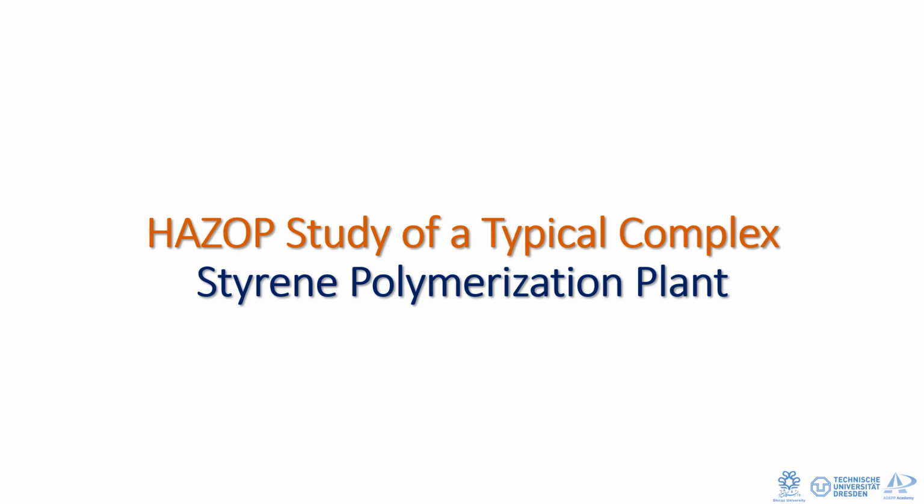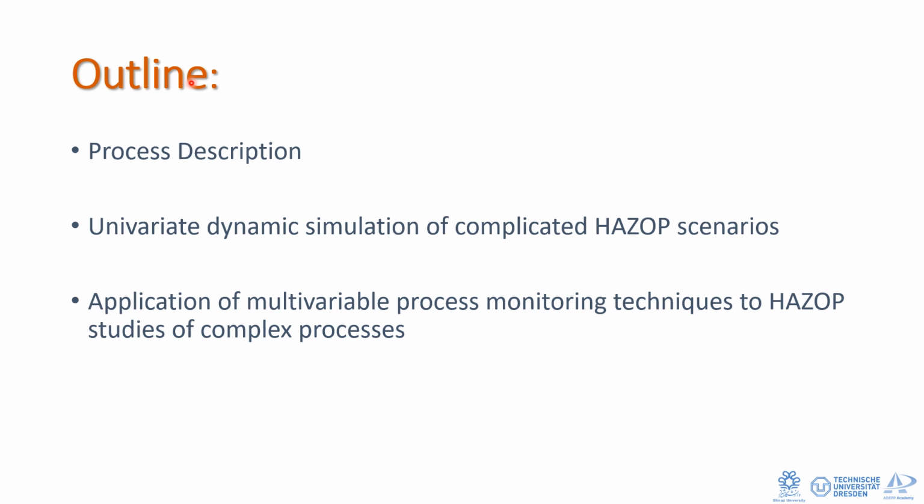Now I'm going to present the results of our approach to adapt the multivariable process monitoring techniques for the HAZOP studies. The method is applied to an existing 25-year-old polystyrene polymerization plant. My presentation covers a brief description of the styrene polymerization process. Then I demonstrate how univariate dynamic simulation can be applied to the consequence analysis of the complicated HAZOP scenarios.